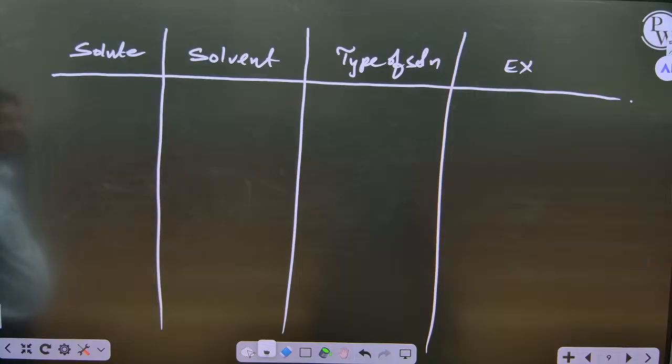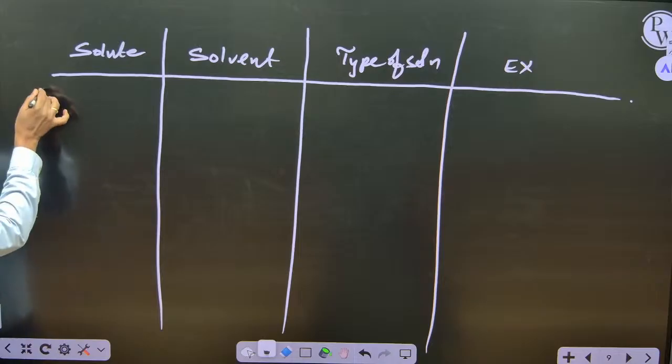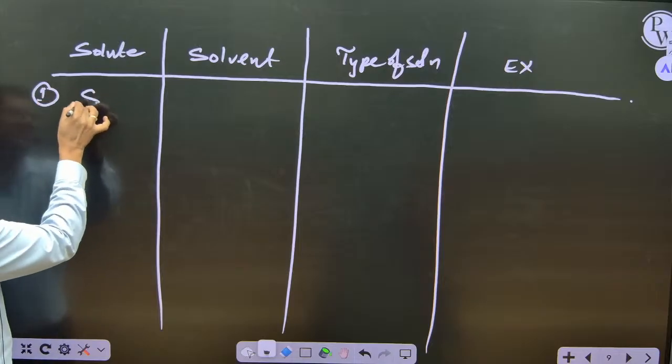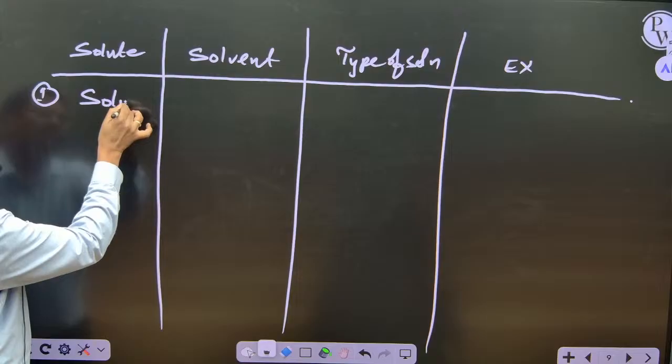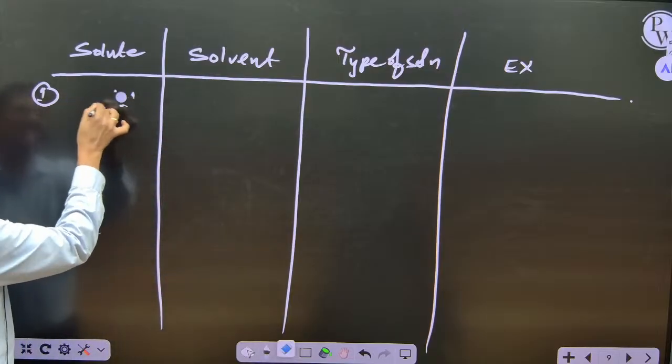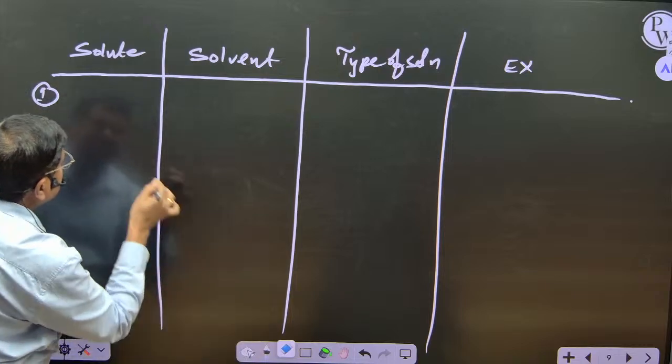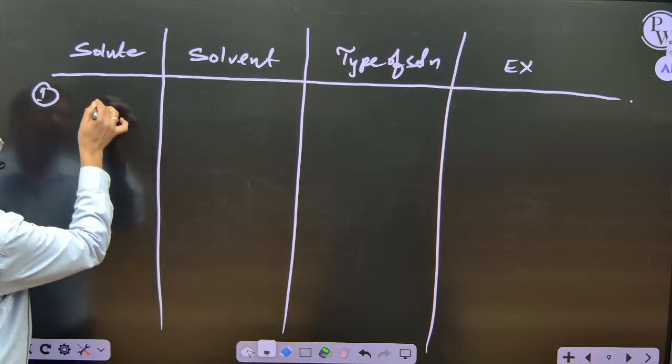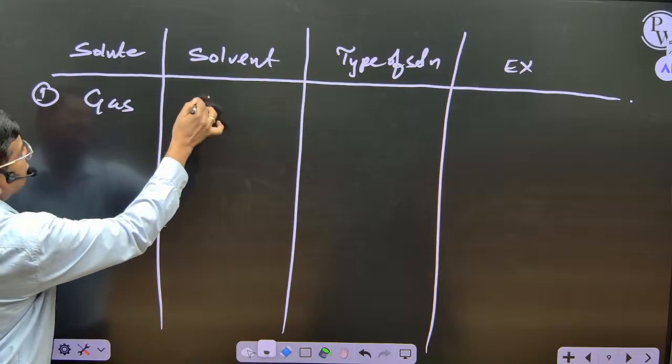So first column make it as solute, second column solvent, third column type of solution, example. Now total how many types of solutions we get? 9. Now see what are those 9, observe here carefully. One is solute, I am taking solute. Solute I am taking solid or gas I take. My solute is gas and my solvent is also gas.